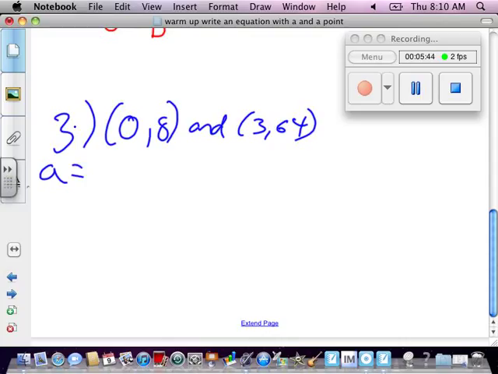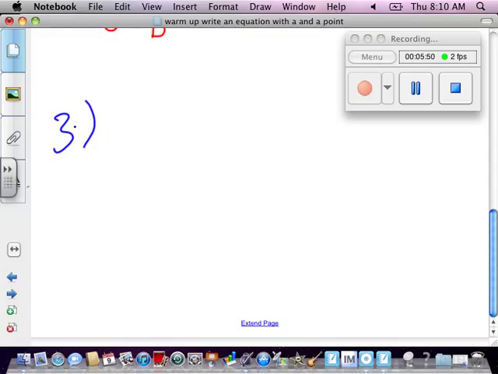Oh, I did skip 3. I'm doing 4. Thank you. Good. We can do one easier one before this hard one. a equals 4, and the point is (-2, 1). Why don't we try this one on our own? Because this is very similar to what we've done before.